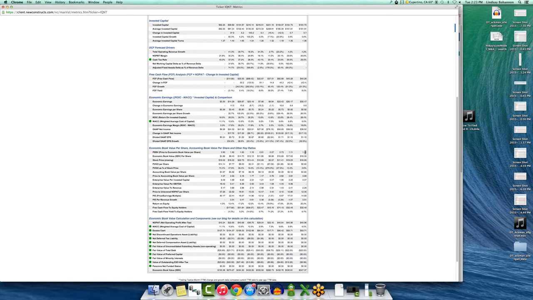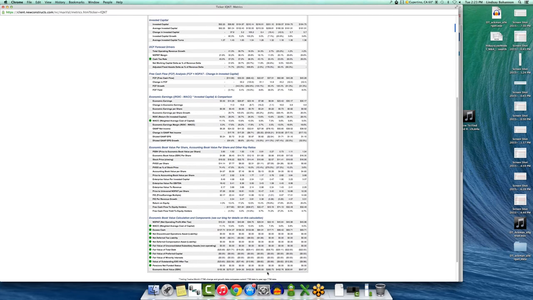Whereas this company, at a price to economic book value of 1, it's not particularly expensive. It's been trading a lot more expensively in the past, as we can see here. But it's also not particularly cheap either. It was trading at almost 0.3 price to economic book value down here.